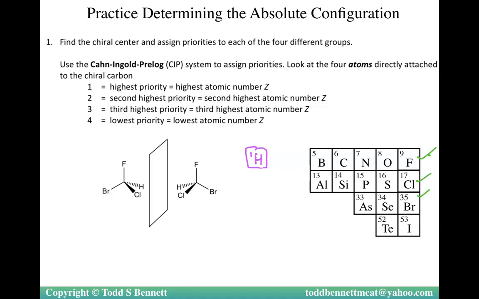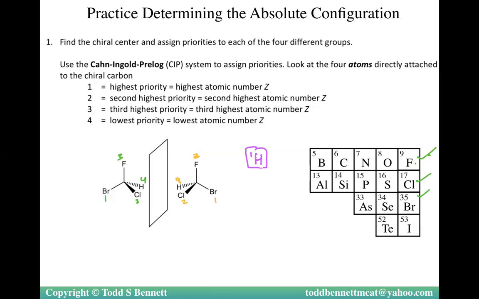So starting with the lowest priority, I'm going to tell you H is number 4. Then going over here, fluorine is number 3. Chlorine is number 2. Bromine's number 1. In its reflection, bromine number 1, chlorine number 2, fluorine number 3, hydrogen number 4. So that's the first thing we do, assign the priorities.